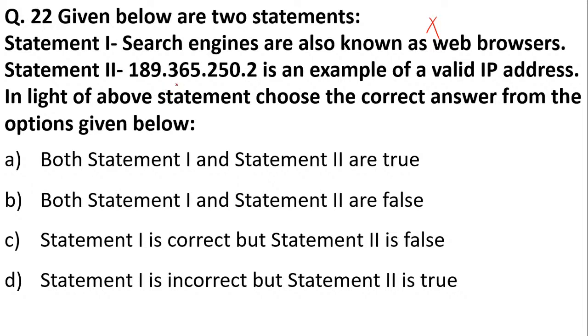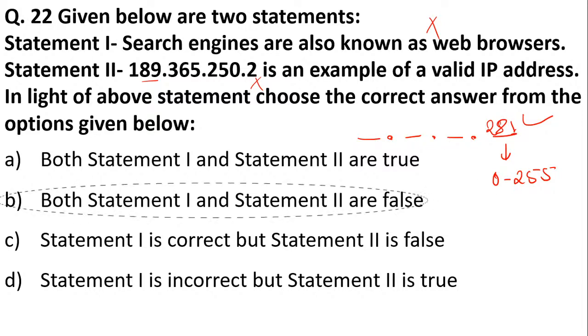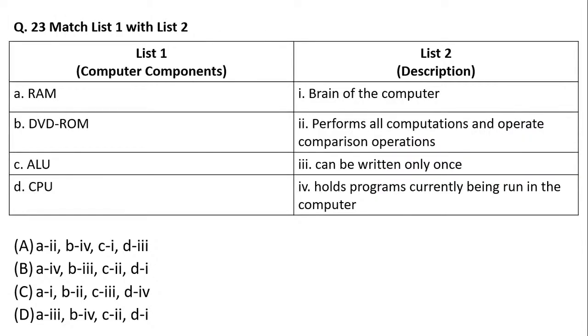And if you look at this IP address, they are asking, is this an example of a valid IP address? No. Okay, students, an IP address has four terms divided by three dots, and these numbers have to be in the range of 0 to 255. Just remember this. If there is a number like 81, then it's fine. But if there is a number like 281, then it is wrong, because these numbers have to be in the range of 0 to 255. So here both the statements are incorrect, both are false.